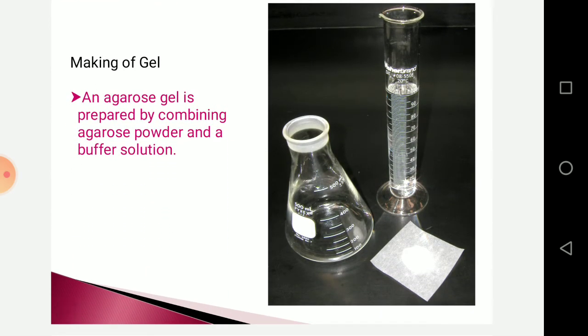How we make gel? An agarose gel is prepared by combining agarose powder and a buffer solution. So we take some agarose powder, means some percentage is mentioned. According to that percentage we should take, and we mix in a buffer, and we prepare the gel.